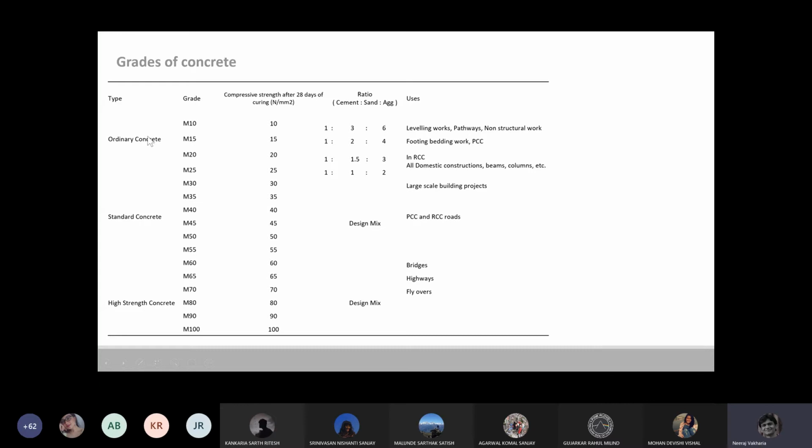M15 is used for bedwork in footing. M20, M25 we use for regular construction, beams, columns, slabs, etc. Then M30, M35 is generally used for large scale building projects. Then standard concrete. Okay.